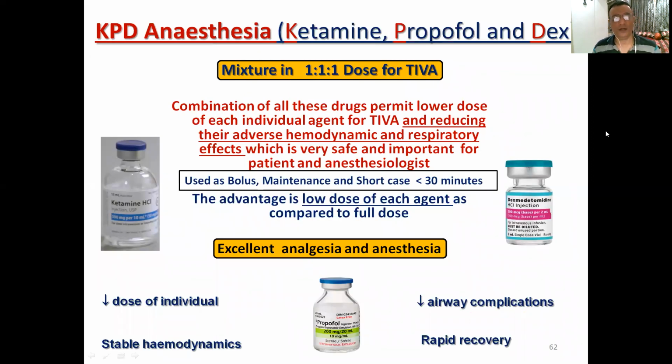Third, my favorite, is KPD anesthesia. I mix it 1 milligram, 1 milligram, 1 milligram, 1 milligram, and 1 microgram in one mixture. I give it for the maintenance and even for the induction. The advantage is a low dose of each agent compared to the full dose of others. It gives low doses of individual agents, decreased airway complications, stable hemodynamics, and rapid recovery.